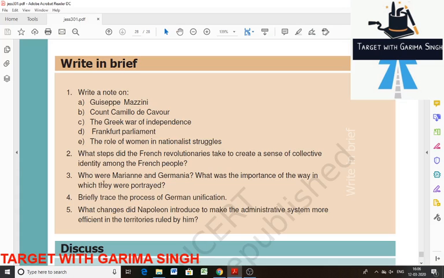Then question number two: What steps did the French revolutionaries take to create a sense of collective identity among the French people? From the beginning, the French revolutionaries introduced various measures and practices that could create a sense of collective identity among the French people. The idea of la patrie, that is the fatherland, and le citoyen, the citizen, emphasized the notion of a united community enjoying equal rights under a constitution.